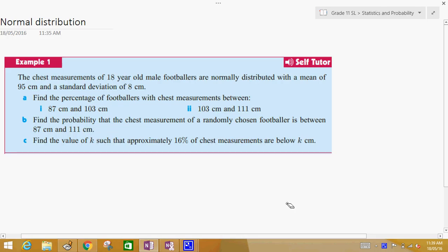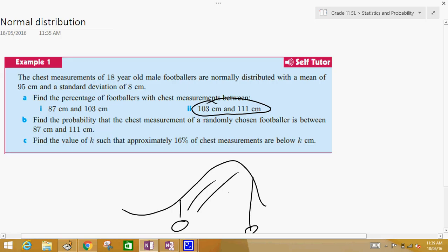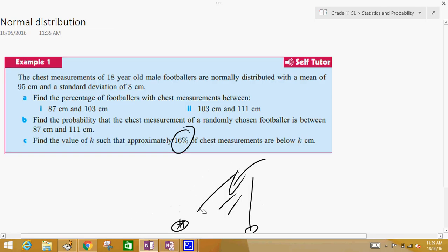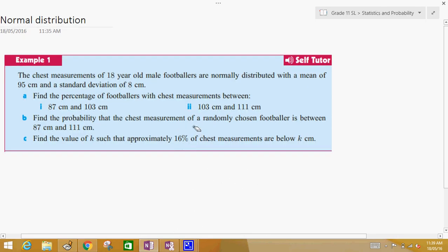Now the typical questions that we get for normal distribution is where you get the numbers, these numbers, and you have to figure out the percentage. Or the second kind of question is where you get the percentage and you have to figure out the numbers. Or the third type of question is where the mean or the standard deviation is not given and you have to figure it out. So we'll go through all three types of questions.